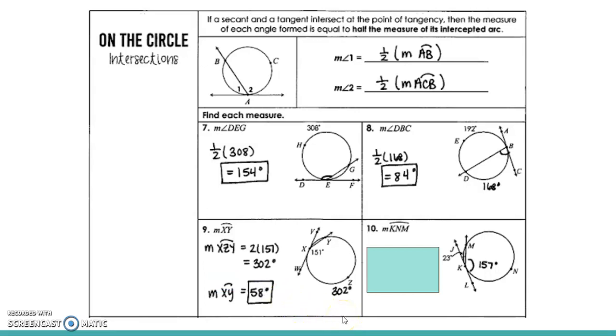We're finding the measure of our KNM. So in order to find KNM, I need to figure out what that angle is. I got 157 by taking away 23. 23 is referring to that small angle there, JKM, and I'm subtracting that from 180. Once I have my angle, I can double my angle to get my arc. So when I double my angle, I find that the major arc KNM is 314 degrees. So we're following that rule for our intersections on the circle.